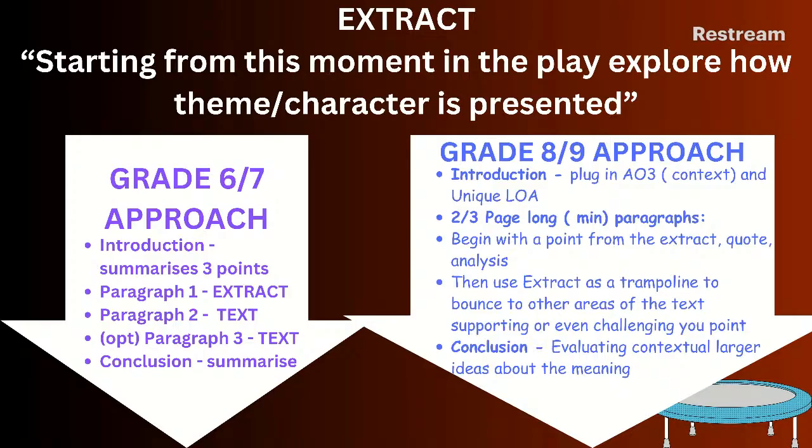Now, you're going to have 2 or 3 paragraphs, probably 2, and each paragraph is at least a page long. You'll begin with a point from the extract. You will then have your quote, your analysis, and then you'll use your extract as a trampoline to bounce to other areas of the text, supporting or even challenging your point. Of course, a lot of people wouldn't have heard of it because this is the grade 8 or 9 approach. If everybody knew about it, everybody would be getting those top grades.